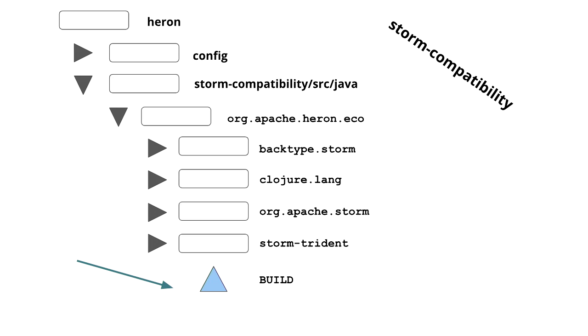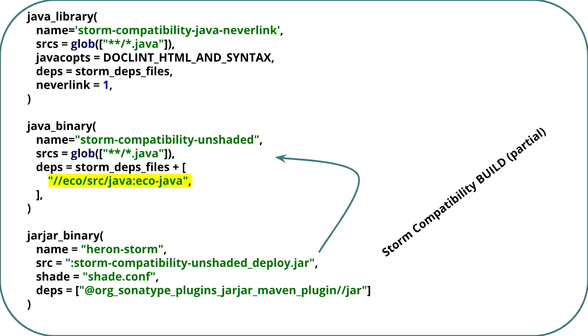So then over on storm compatibility, I had to add a separate library that was a complete copy of what the Java library was, but I had to add that never link flag equal to 1 so that it wouldn't cause that issue when I tried to build eco. But then you'll see down below we have this unshaded Java binary that includes eco, which is then uploaded into Maven with this jar jar binary rule. It does some moving a class pass and makes a production-ready build.